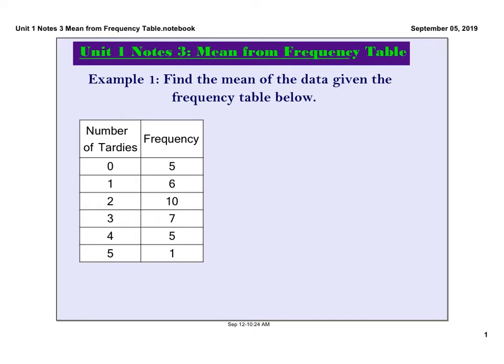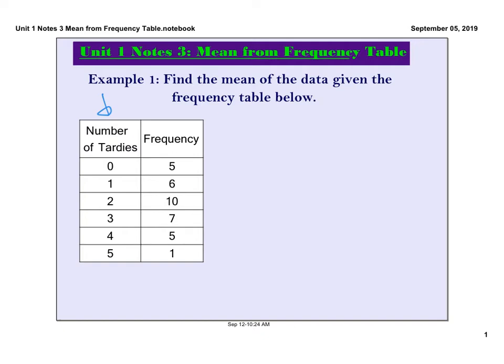So our frequency table that we have here shows the depiction of, it seems like, a class. The data that we're looking at is number of tardies. And then we mark the frequency for each number of tardies that exists. So there were 5 people who had 0 tardies in whatever they're looking at. Maybe it's a trimester, maybe it's a month, maybe it's a whole semester, who knows?